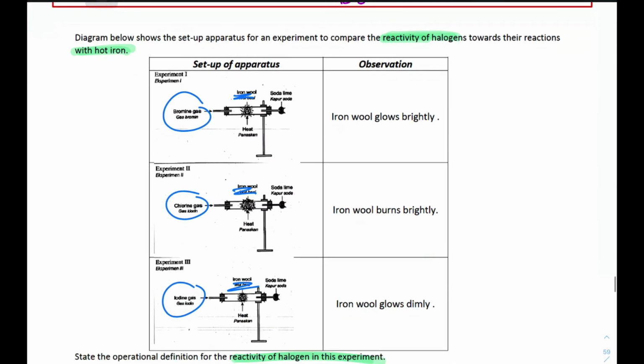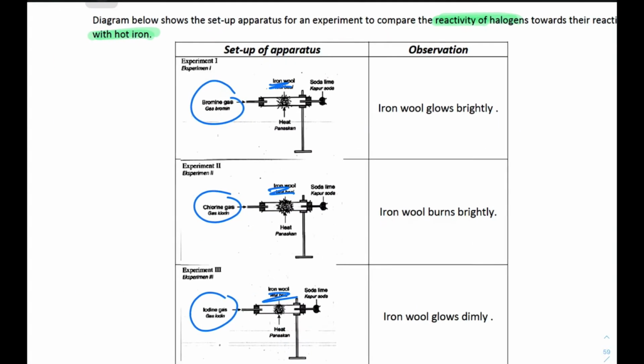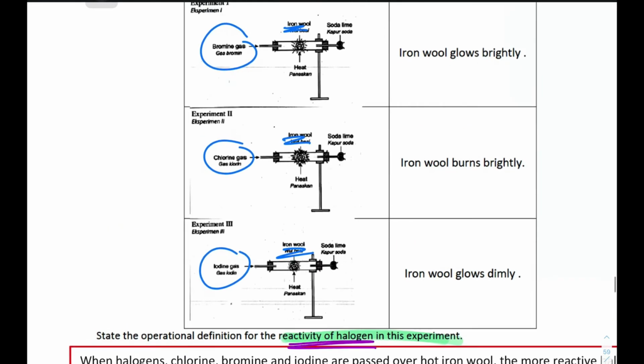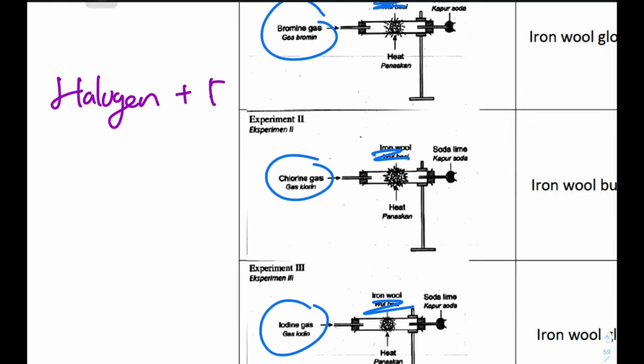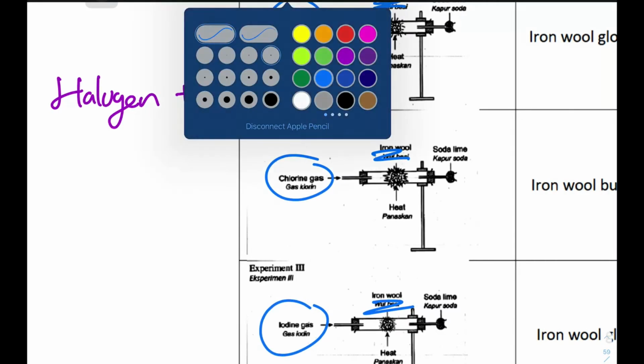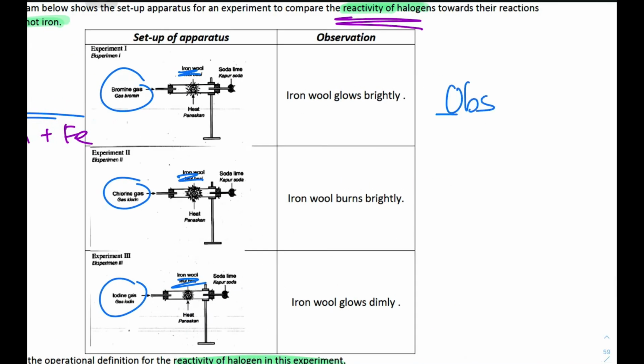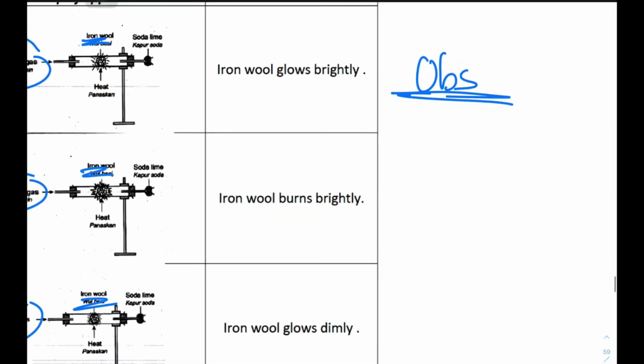Then for this experiment, I use a different way to answer it. In this experiment, the reactivity of halogen, we have different halogens. What we do here is the halogen now reacts with iron. And then, what is observed? Glows brightly, burns brightly, glows dimly. So this is the same, brightness of flame.